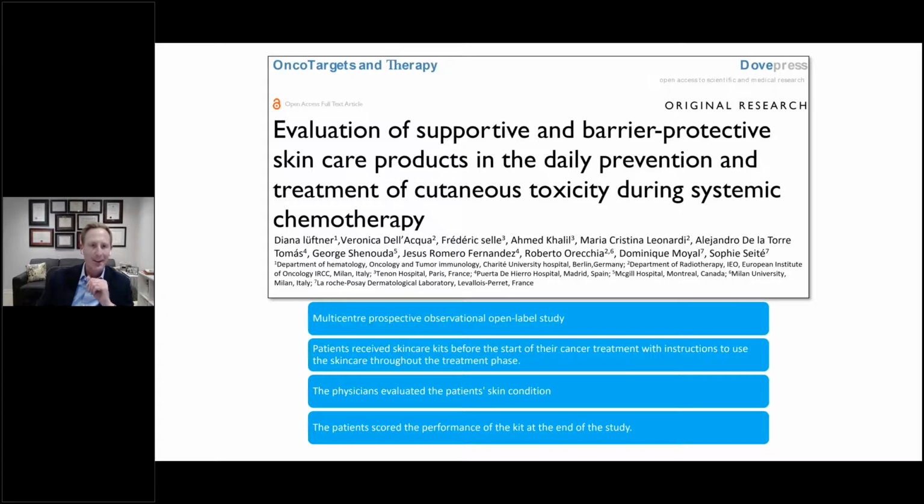I apologize for that. So this was a multi-center prospective observational open label study evaluating implementing a dermocosmetic regimen during systemic chemotherapy.